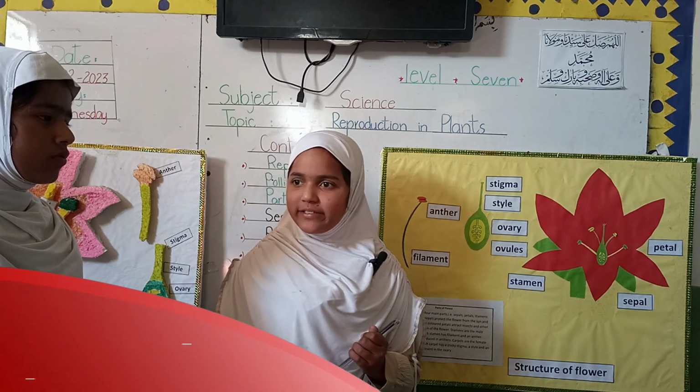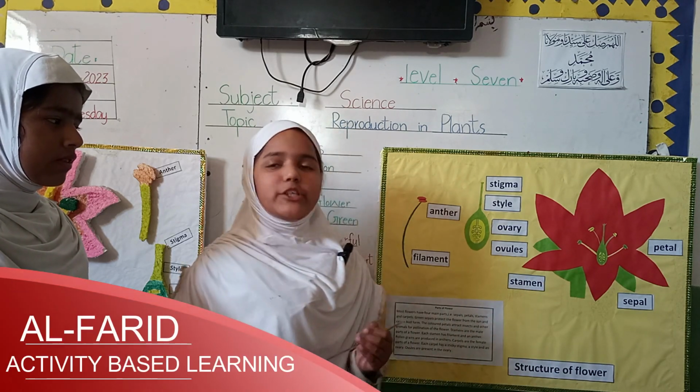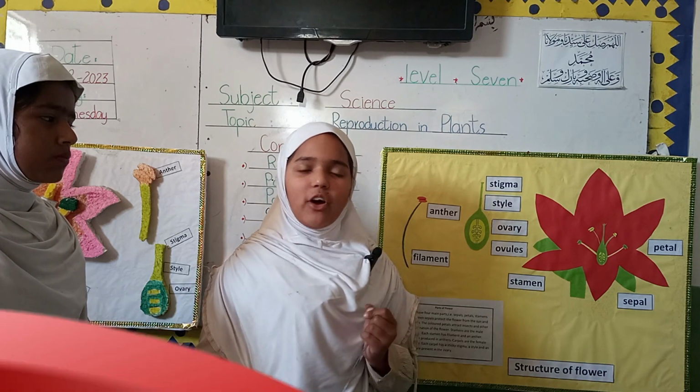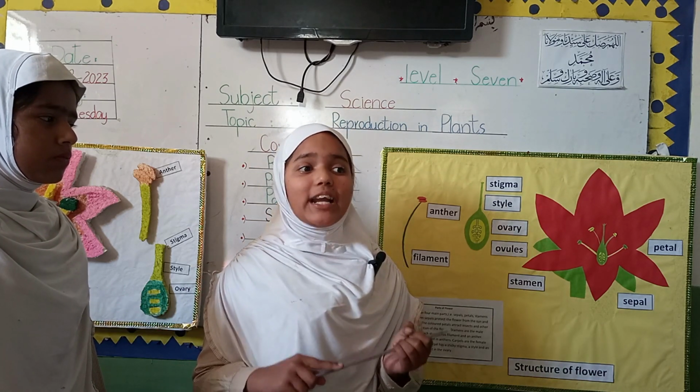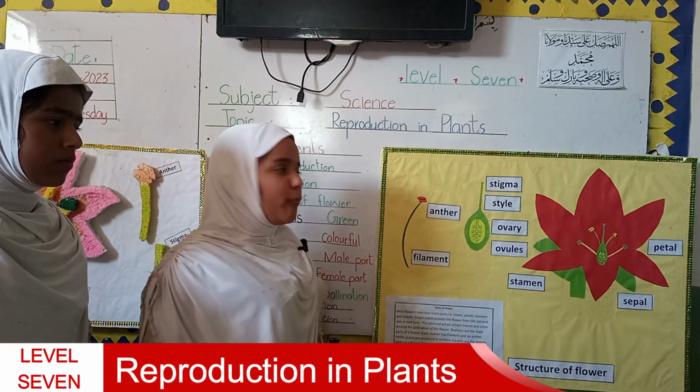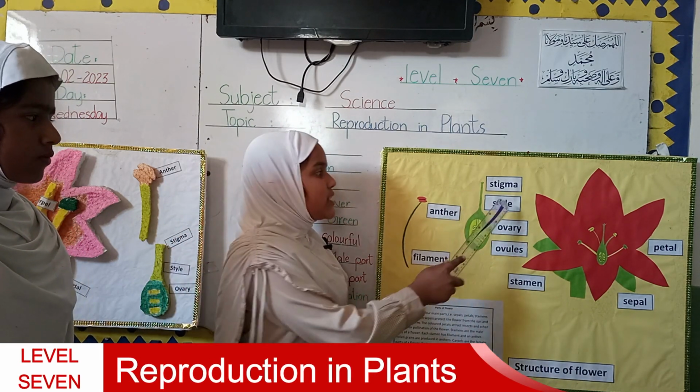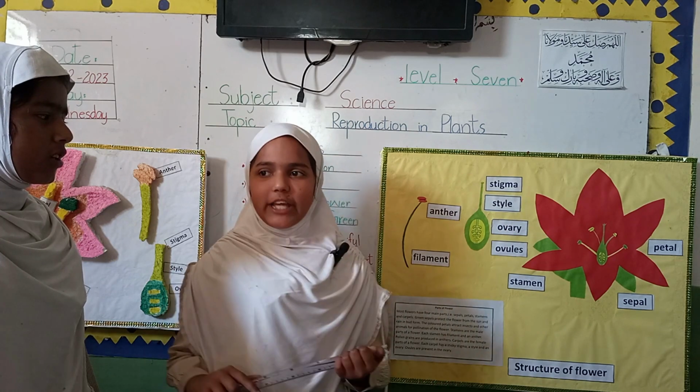Have you seen a flower? Yes. In a flower, you see that in the middle of the flower there are some grains. Those grains are called pollen grains. The transfer of pollen grains from the anther of a flower to the stigma of a flower is called pollination.